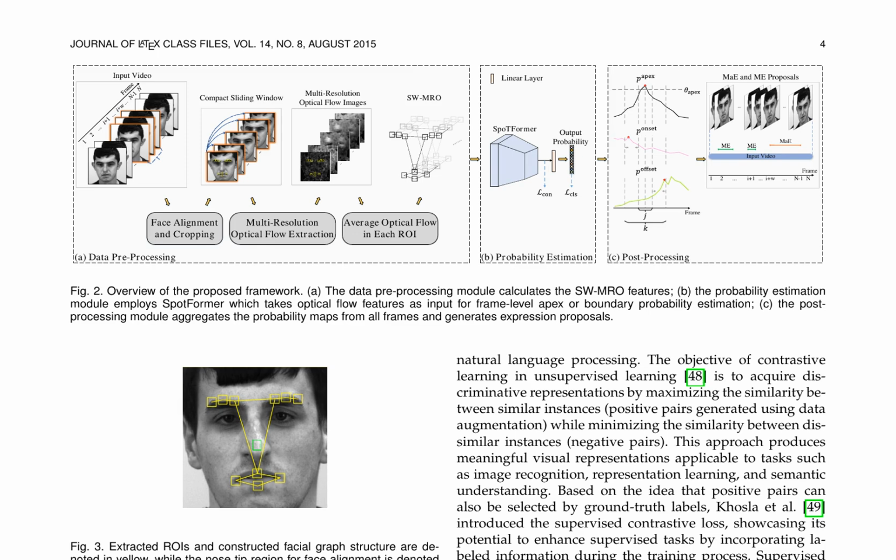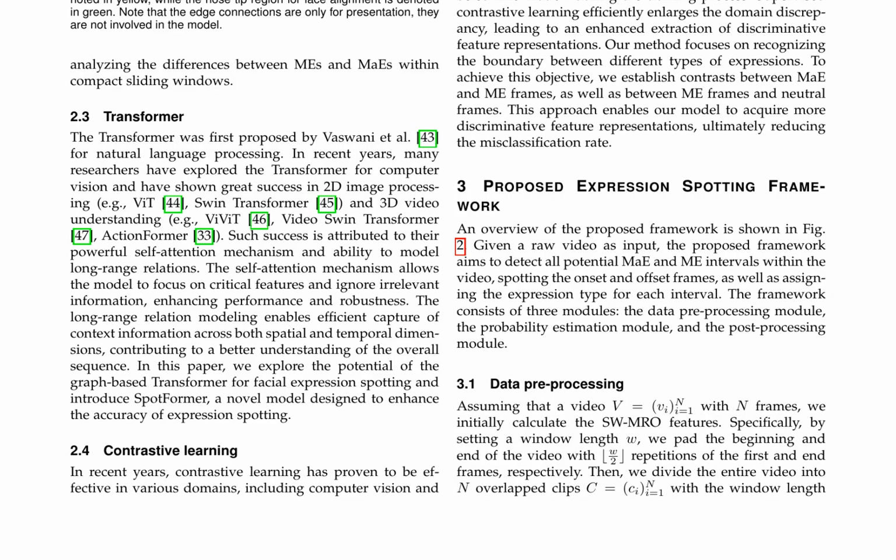The framework also introduces supervised contrastive learning to learn a finer discriminative feature representation for effective differentiation of various expression types. This approach establishes contrasts between macro-expression and micro-expression frames, as well as between micro-expression frames and neutral frames, to acquire more discriminative feature representations. The proposed framework is evaluated on two datasets, SAMM-LV and CAS(ME)^2, outperforming state-of-the-art models, particularly in micro-expression spotting. The framework's effectiveness is attributed to the novel SW-MRO feature, SpotFormer, and supervised contrastive learning.